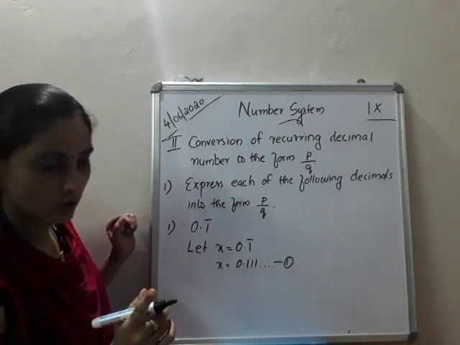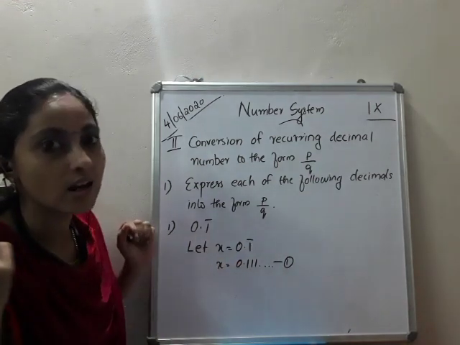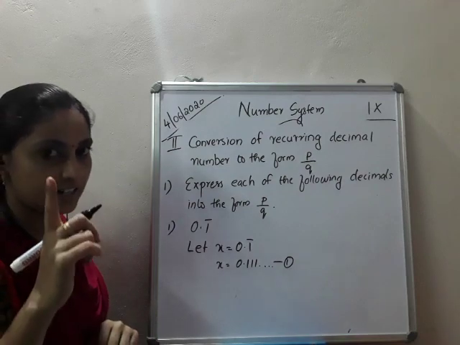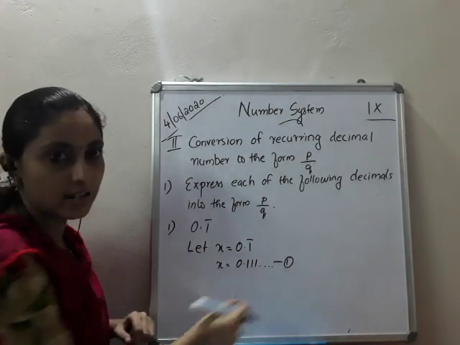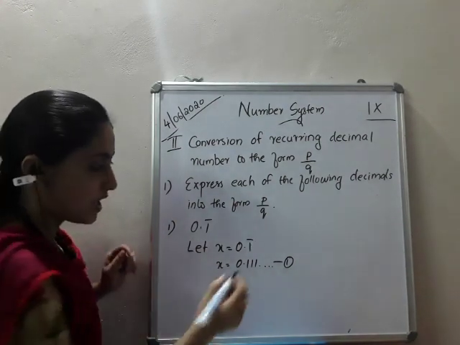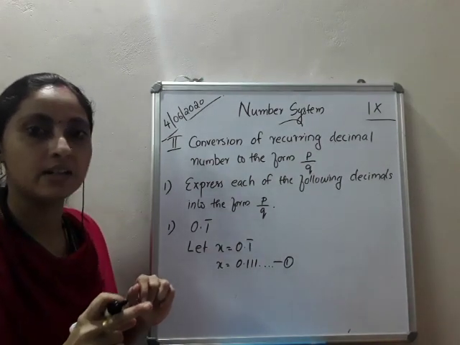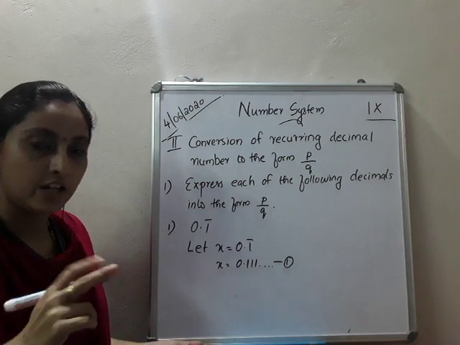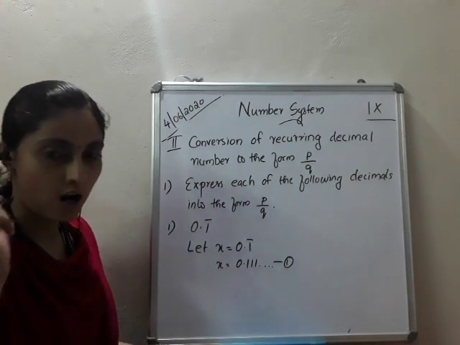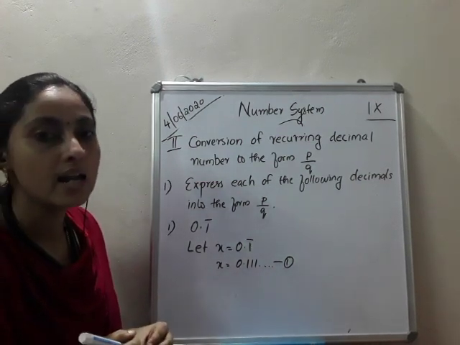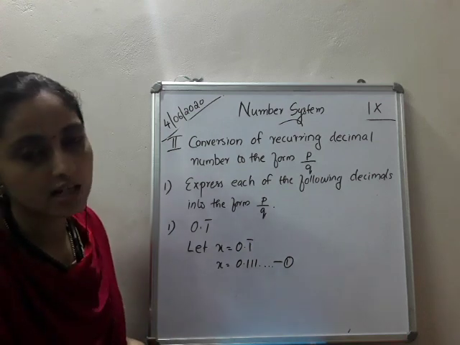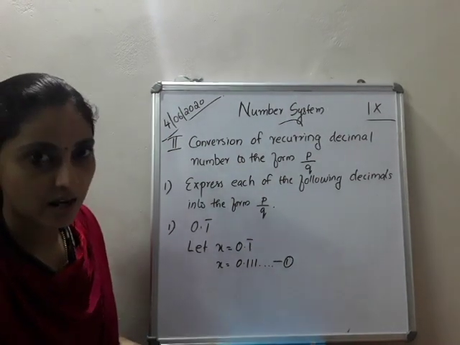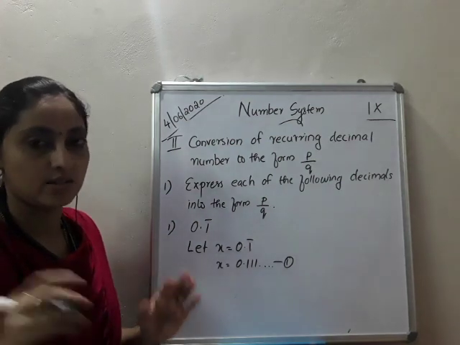Then you have to go through how many numbers are repeating. Here, how many numbers are repeating? Only 1 digit, that is 1 only. If one number is repeating, you have to multiply by 10. If 2 numbers are repeating, you have to multiply the number by 100. If 3 digits are repeating, what will be the answer? Yes, you have to multiply by 1000 and so on.